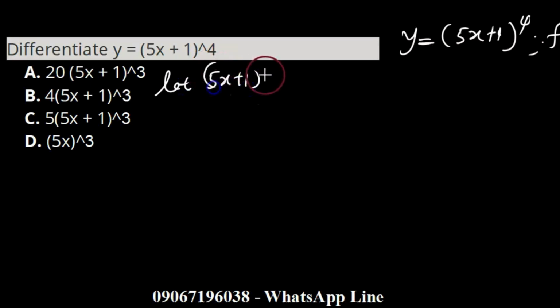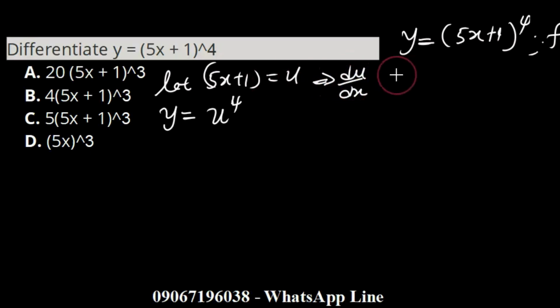5x plus 1 be equal to u. If I do that, then my y is going to give me u raised to the power 4. But remember I said that u is this, so I'm going to differentiate and find du dx. From here, du dx is going to give me 5, remember. And then from here, I'm going to differentiate y with respect to u.